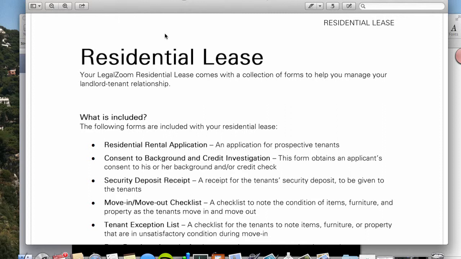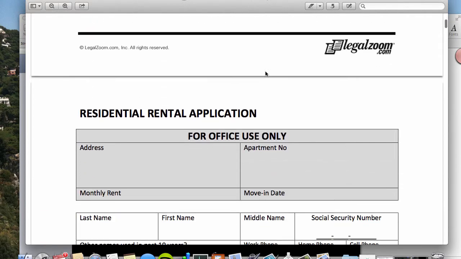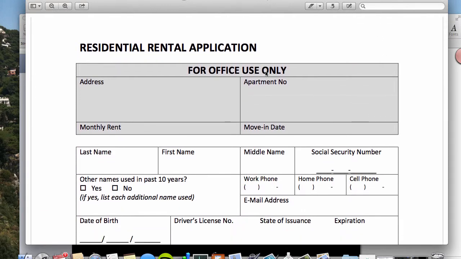So within this document, you can see up here there's 36 pages of information that you get whenever you download this document. I'm only going to be going through a portion of those 36 pages today. So starting off with our application, the residential rental application.